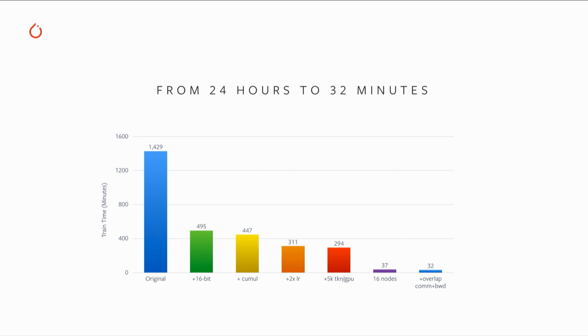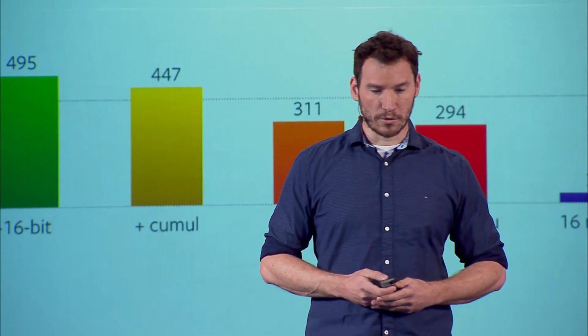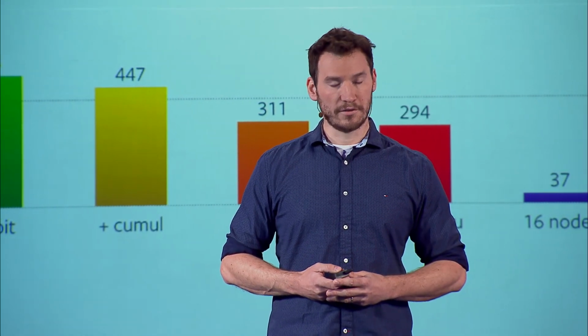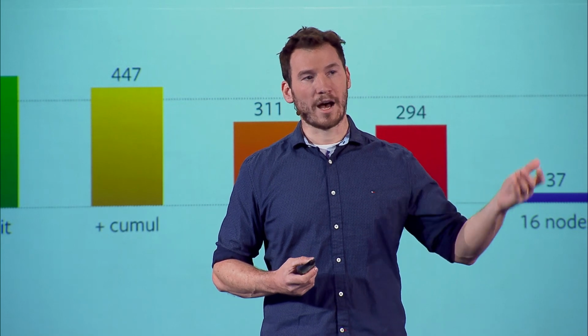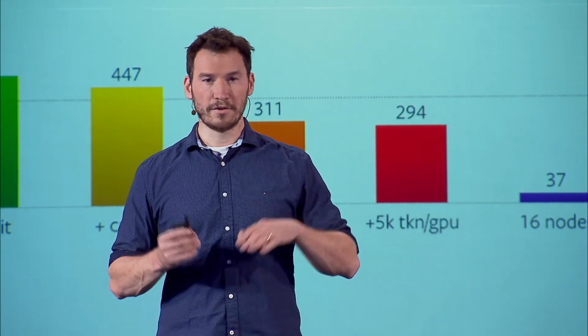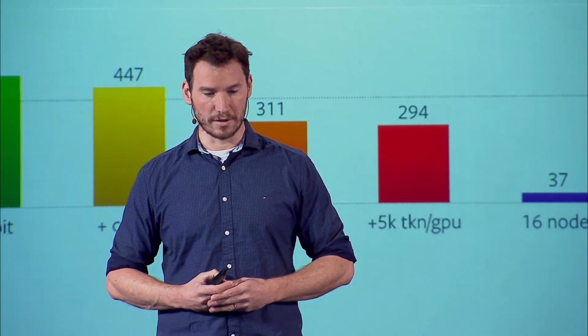But there's another advantage of half-precision training, and that is that the neural network requires a lot less memory on your GPU, which doesn't have a lot of memory. So that allowed us to pack more data onto the GPU. And this is the red bar here, where we went from about 3,500 words per GPU to 5,000 words. And this all happened on a single machine. So we went from 24 hours to 5 hours here on a single machine.